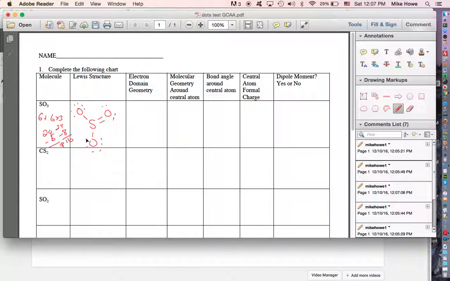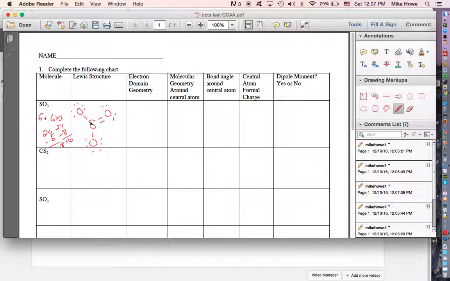If you look here, do I have 16 dots? 1, 2, 3, 4, 5, 6, 7, 8, 9, 10, 11, 12, 13, 14, 15, 16, yes. And all of the elements have 8 electrons around them. So, see 2, 4, 6, 8 for the sulfur, 2, 4, 6, 8 for the oxygen. And the other 2 oxygens are like they were before. They still both have 8.